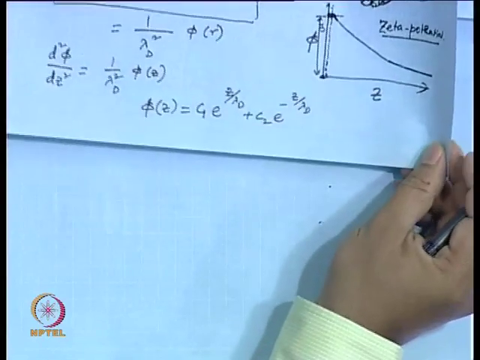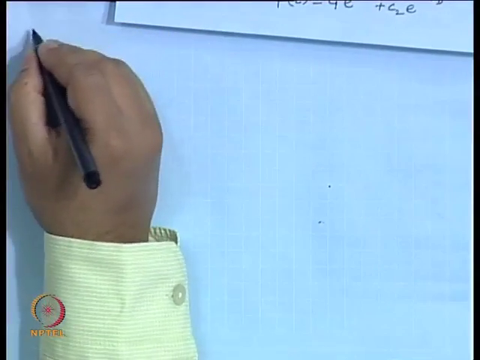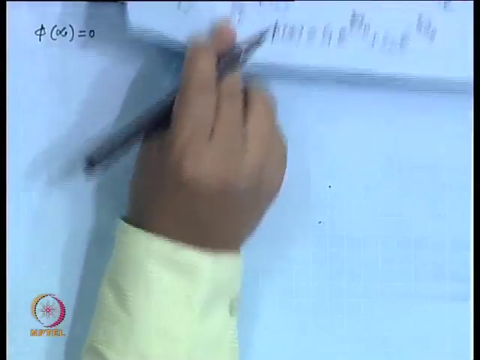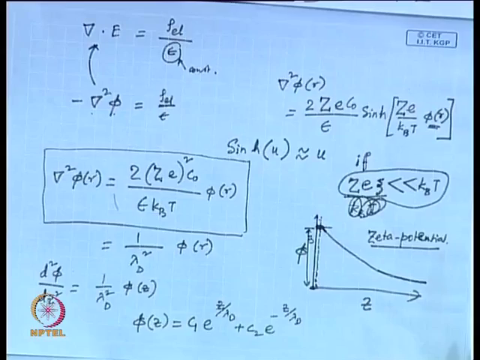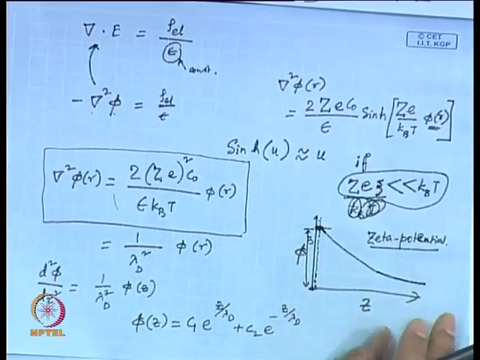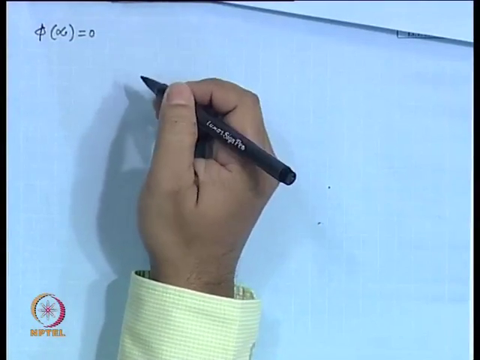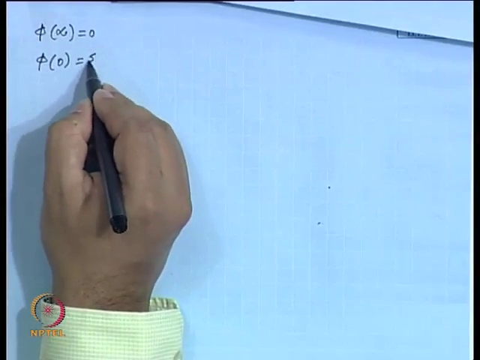So now you have boundary conditions. What are the boundary conditions for phi z? You have phi infinity equal to 0, that is understood. We said that at infinity there will not be any potential, because at infinity you have Na plus and Cl minus in equal numbers, so you do not have any potential gradient. And the other boundary condition is phi 0 equal to zeta.